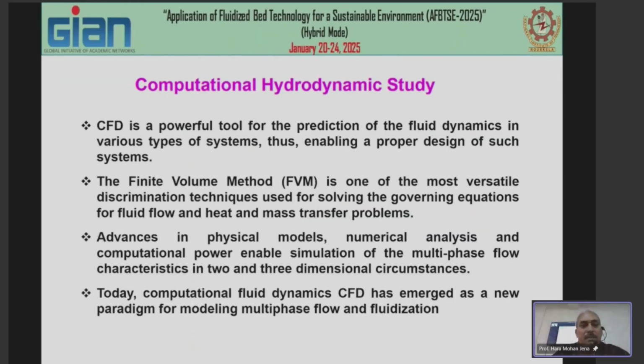Okay, let me finish this class here. A computational hydrodynamic study of this gas-liquid-solid fluidized bed I will discuss a little bit in the next class. Thank you all.